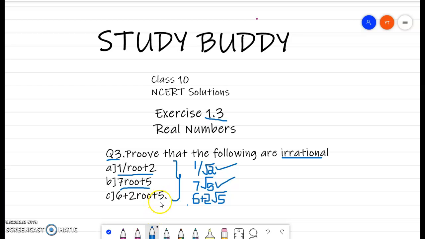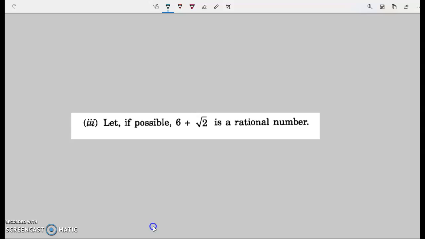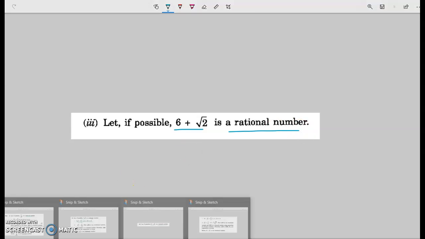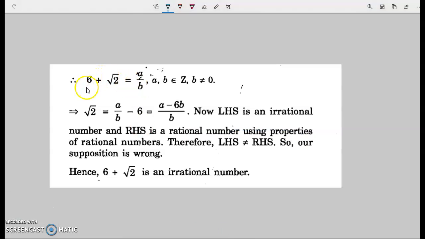Prove that the following are irrational. So we have to prove 6 plus 2 root 5 to be an irrational number. So let us suppose that 6 plus root 2 is a rational number, by which 6 plus root 2 is equal to a by b, where a, b belong to integers and b is not equal to 0. Root 2 is equal to a by b minus 6. By taking LCM, you get a minus 6b by b.